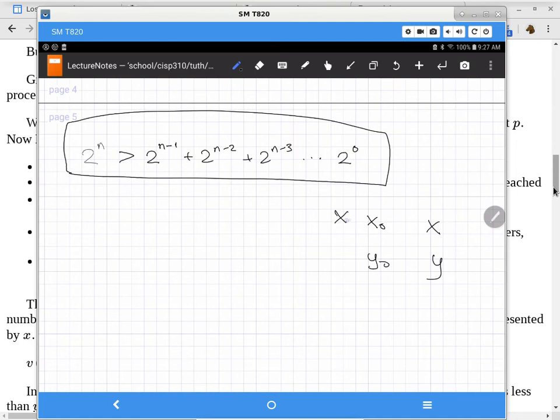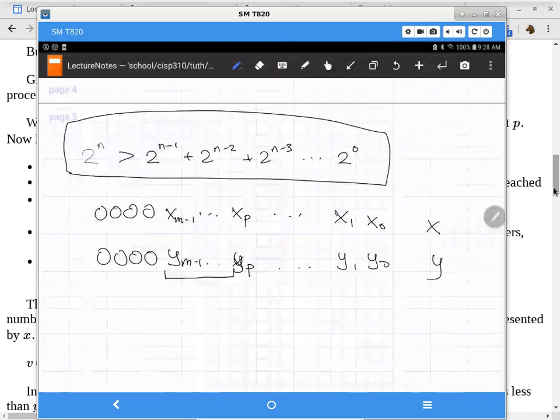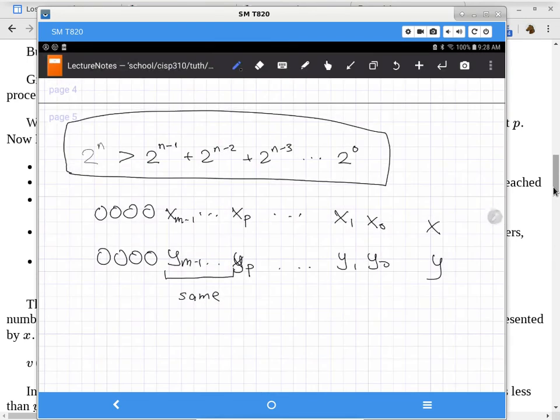And then we have a whole bunch of zeros as the leading zeros. At some point we get to x subscript m minus 1, which is the actual represented bit of x, and then we have y subscript m minus 1 as the actual represented bit. Then at some point we get to xp and yp. What we are saying is all of these bits are the same. From x subscript m minus 1 all the way down to x subscript p plus 1, they are identical to y subscript m minus 1 all the way down to y subscript p plus 1.